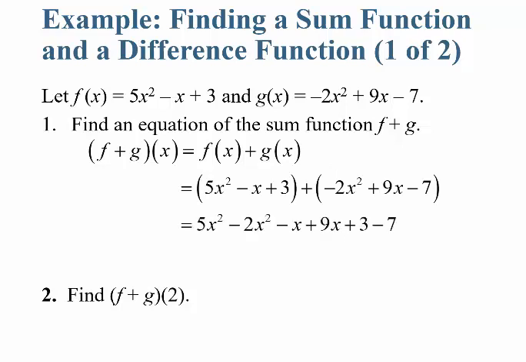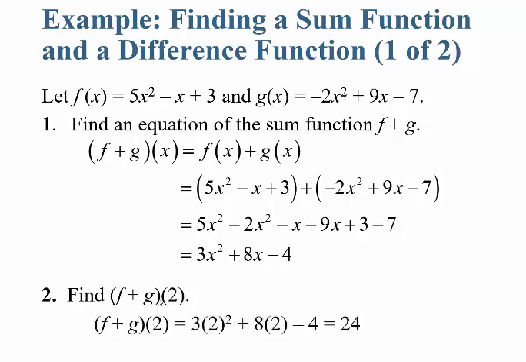All you're going to do at this point is align the like terms. And when you do that, 5x squared minus 2x squared gets you 3x squared, minus x plus 9x gets you 8x, and 3 minus 7 gets you minus 4. Now if I want you to find f plus g of 2, well, all you're going to do now, since you know what this function is equal to, is plug 2 in for x here. And when you plug 2 into this function right here, 3 times 2 squared plus 8 times 2 minus 4, well, that will just simplify to 24 very easily.